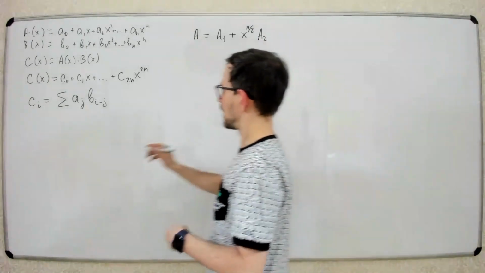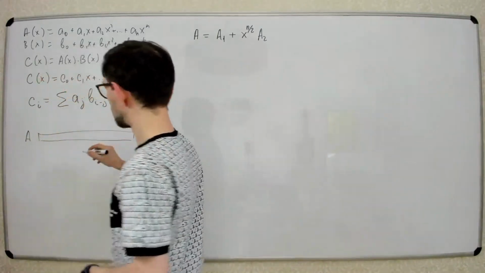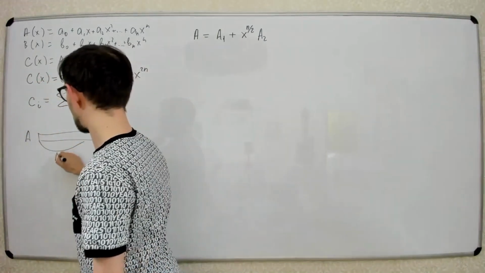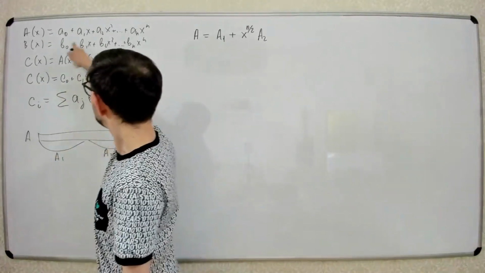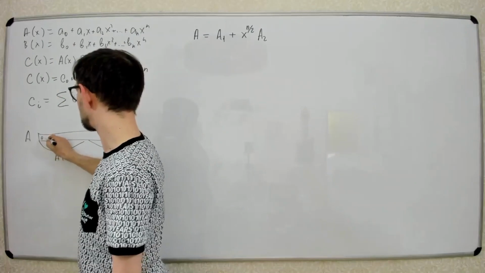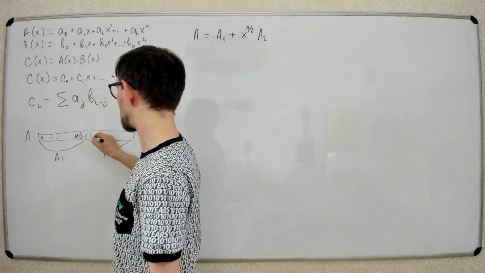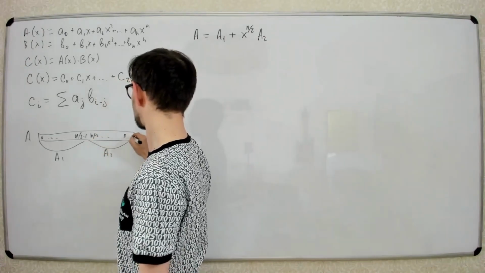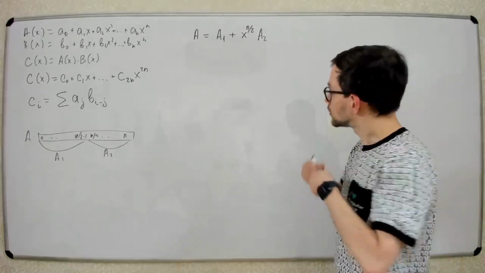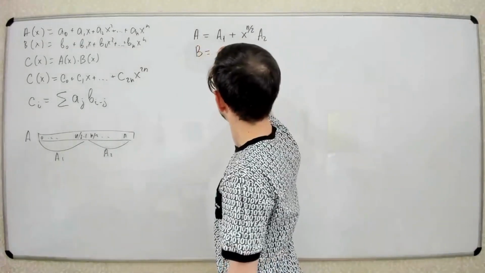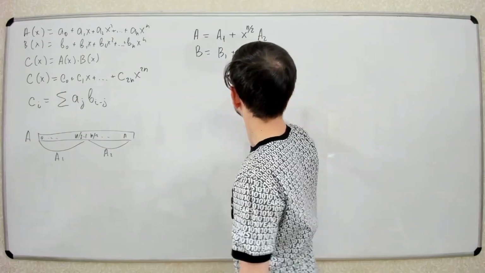So again, I'll take polynomial A. These coefficients will be A1 and these coefficients will be A2. So here the powers of x are from 0 to n over 2 minus 1, and here powers are from n over 2 to n. And do the same for the second one. So for the second polynomial, I have B1 plus x power n over 2 times B2.